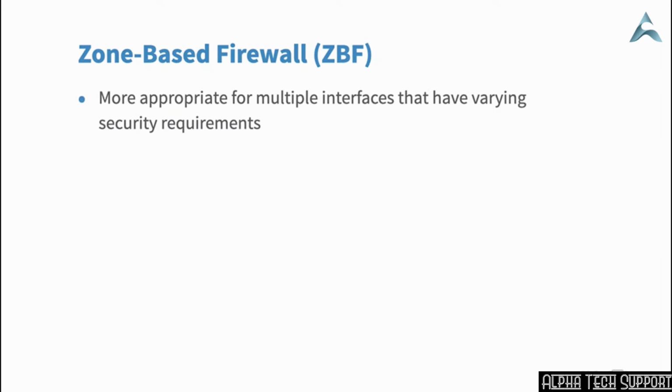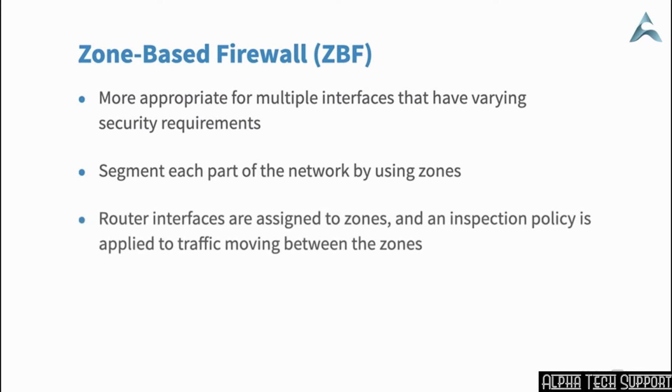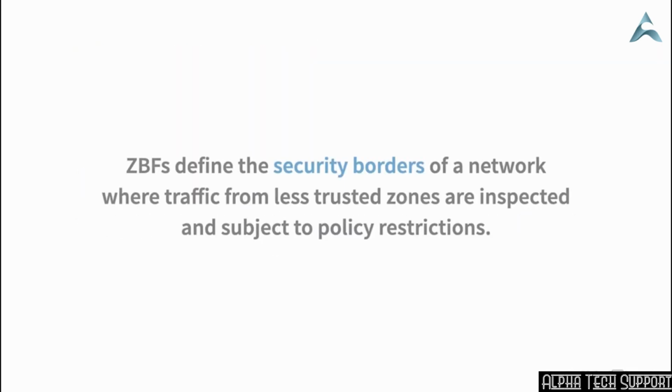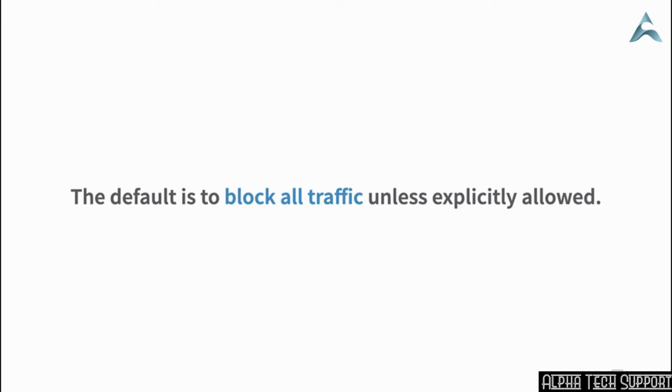With a zone-based firewall, we segment each part of the network by using zones, which is a defined area within the network that requires different access control policies. Router interfaces are assigned to zones, and an inspection policy is applied to traffic moving between the zones. A zone-based firewall will define the security borders of a network where traffic from less trusted zones is inspected and subject to policy restrictions that either drop the packets or allow the traffic to pass. The default is to block all traffic unless explicitly allowed.